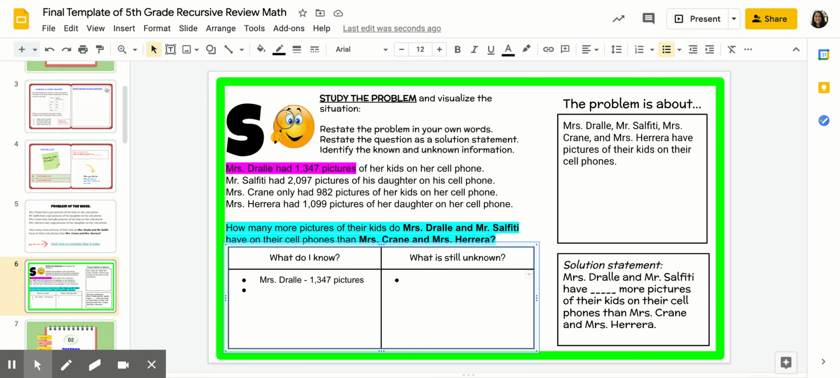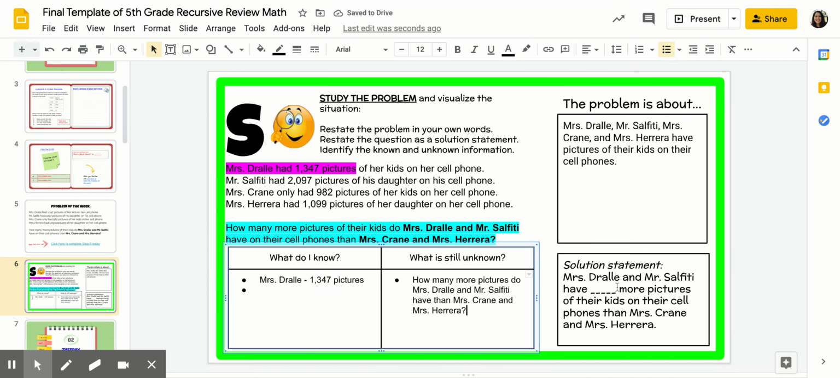But what you will have to do is type in the unknown in this box. So what is my unknown? My unknown is how many more pictures do Mrs. Drawley and Mr. Salfiti have than Mrs. Crane and Mrs. Herrera? That's my unknown. So I'm going to type that there.